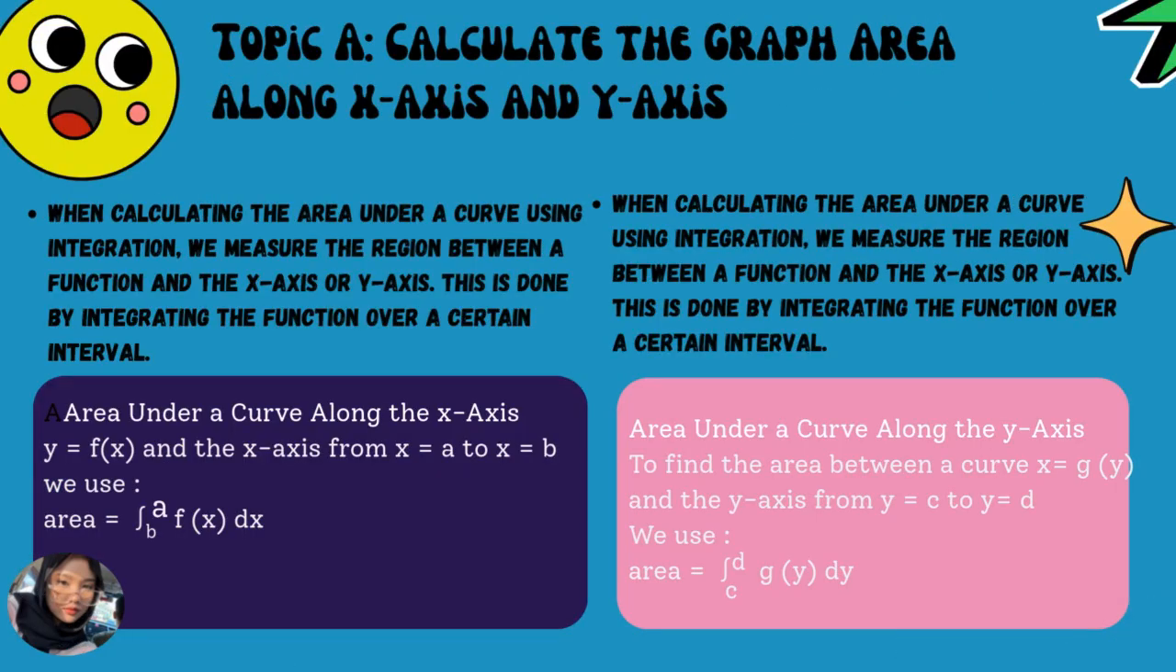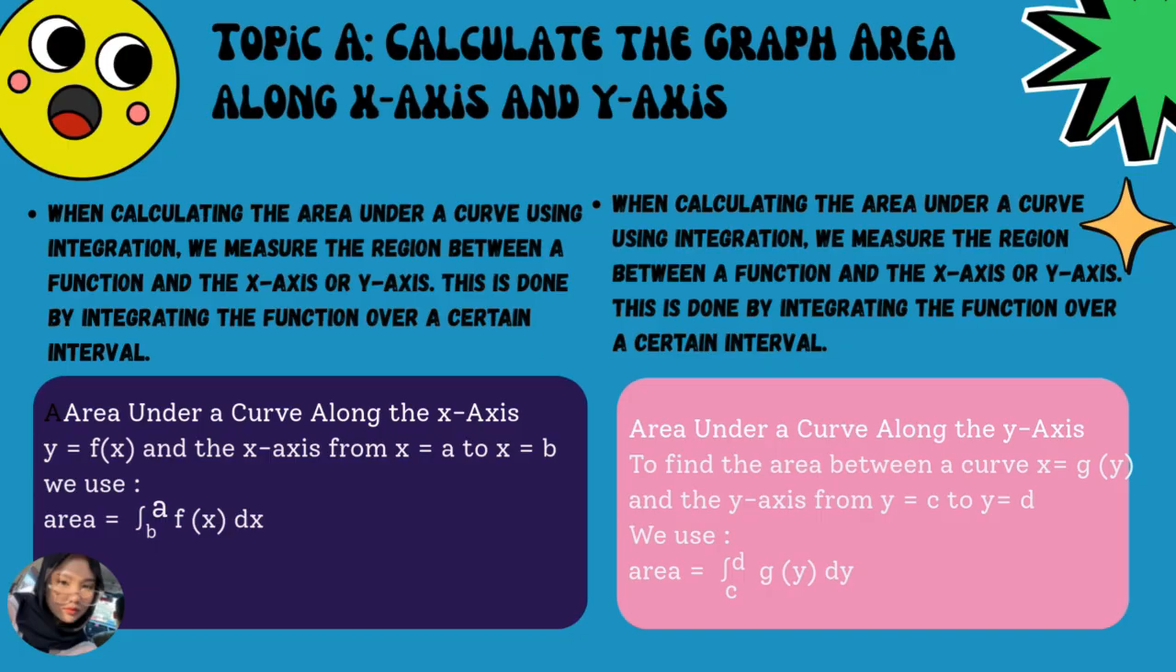In this session, we will learn how to calculate the area under a curve using integration. When we integrate, we are finding the area between a function and an axis, either the x-axis or the y-axis, over a specific interval. To calculate the area under a curve along the x-axis, where the function is written as y equals f(x), we integrate from x equals a to x equals b. The formula used is like below.